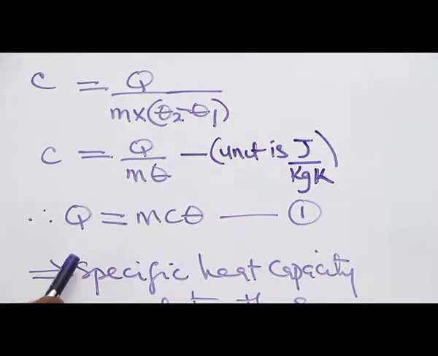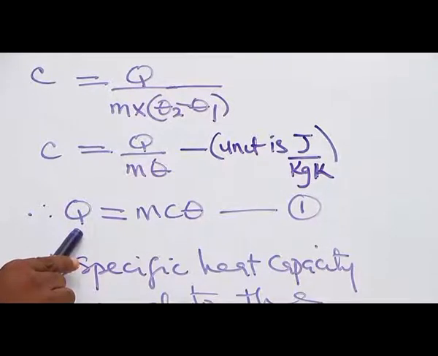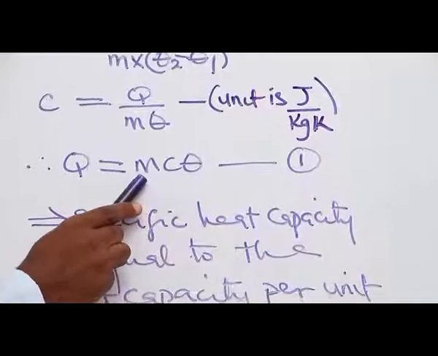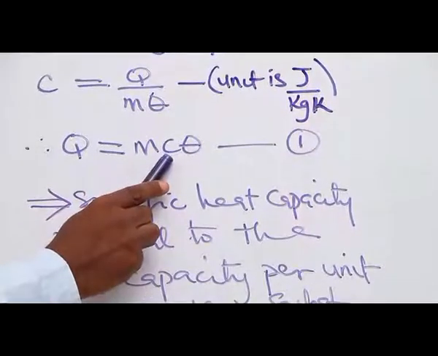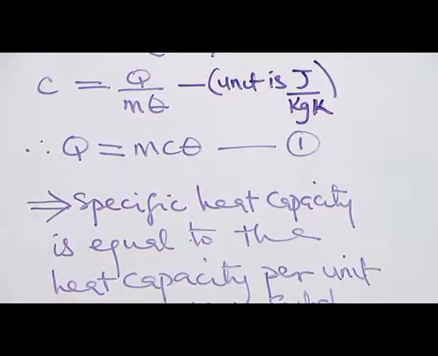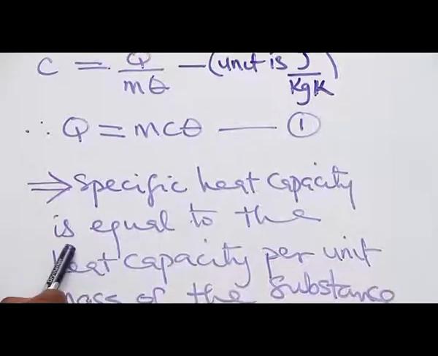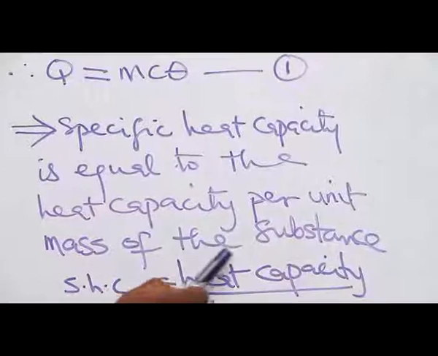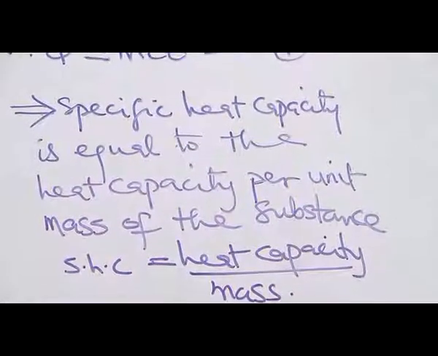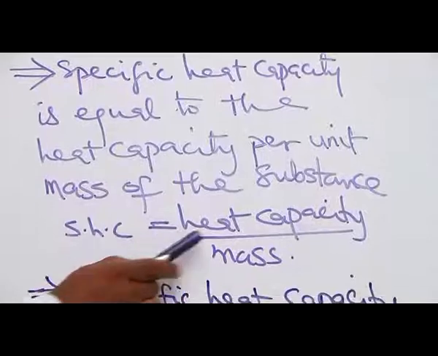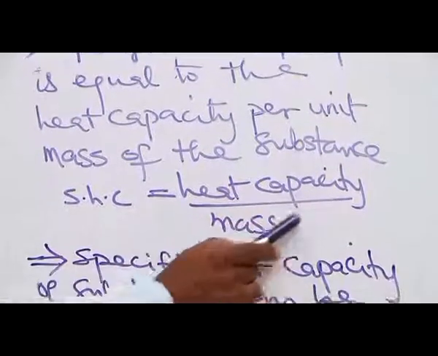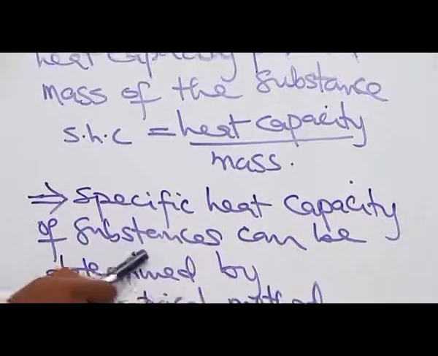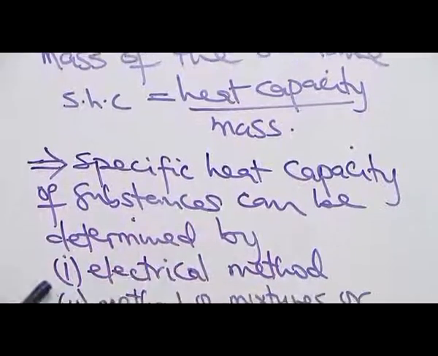Now if we cross multiply, we get quantity of heat energy gained or lost by a body is equal to mc theta, where m is the mass of the body, c is the specific heat capacity, theta is the change in temperature. Specific heat capacity is equal to the heat capacity per unit mass of the substance. By this I mean specific heat capacity is equal to heat capacity of the substance divided by the mass of the substance.